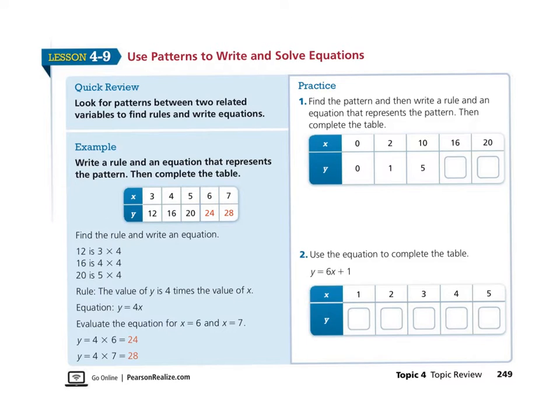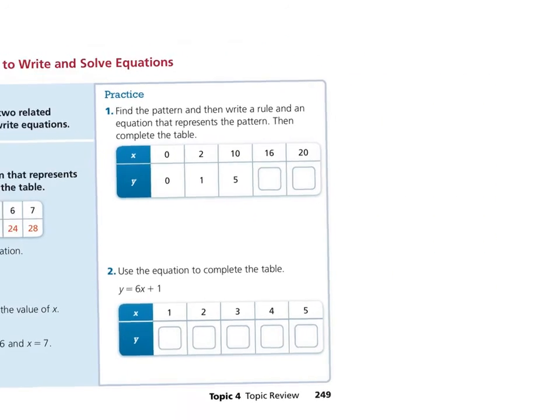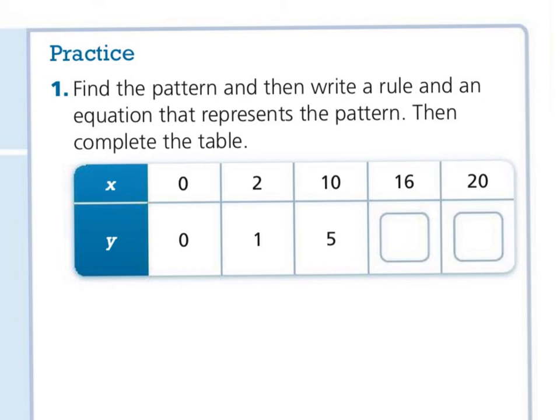Lesson 9 is on using patterns to write and solve equations. So again, they give some information off to the side. If you look at number 1, they want us to find the pattern and then write a rule and an equation that represents the pattern and then complete the table. And we can do this in whatever order we want to, but we do have to write a rule, we have to write an equation, and we have to complete the table.